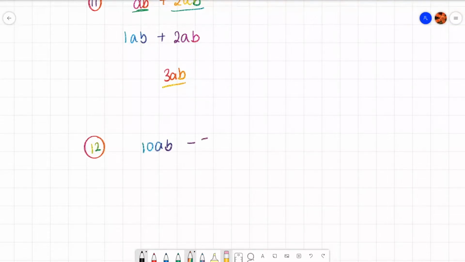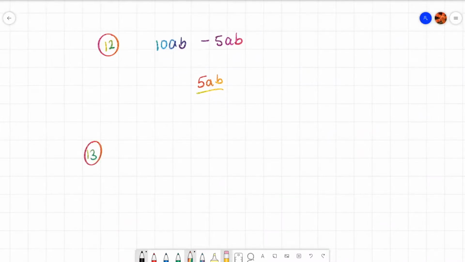10AB minus 5AB. Okay, so again, it's exactly the same. I've got 10ABs and I need to subtract 5ABs from it. They're exactly the same. Okay, so 10AB subtract another 5AB leaves you with 5AB. Okay, let's have a look at another example then like this.